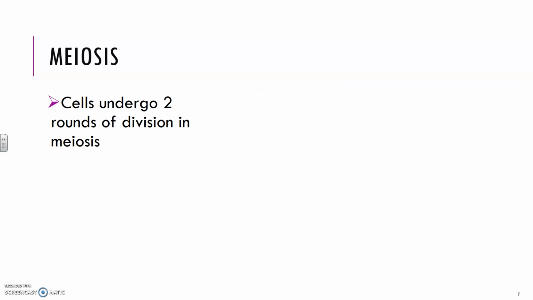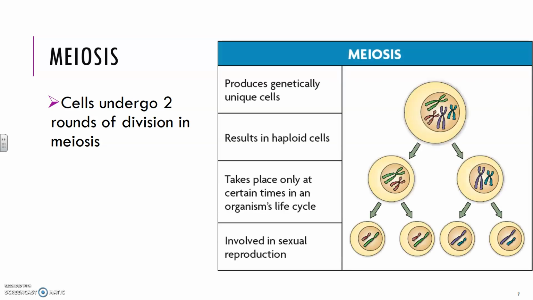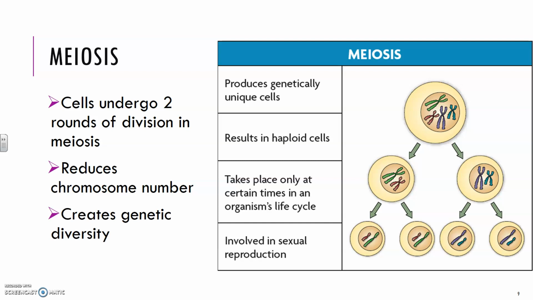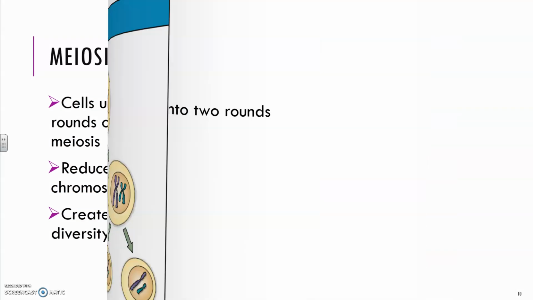Like I said a little bit earlier, cells undergo 2 rounds of division in meiosis instead of the 1 that you would get in mitosis. So it will reduce the number of chromosomes by half, so result in haploid cells, and it creates genetic diversity, which is really important for keeping the genetic population healthy and producing completely unique individuals.